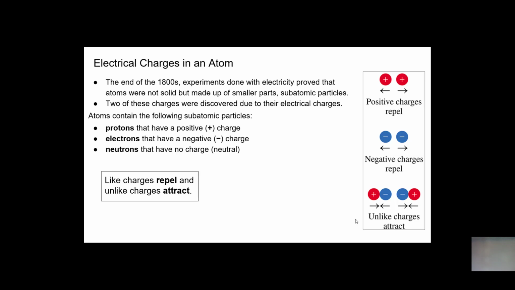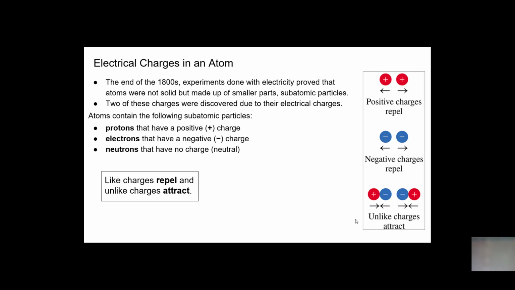Well, have you ever played with magnets, and there's a positive side and a negative side, and when you try to put the 2 positive sides or 2 negative sides together, they repel. But when you flip one, they are attracted to each other. This is the same thing. They noticed the same exact behavior with the experiments that they were doing.